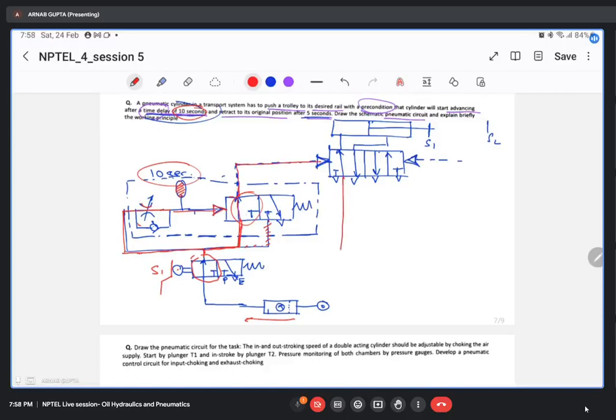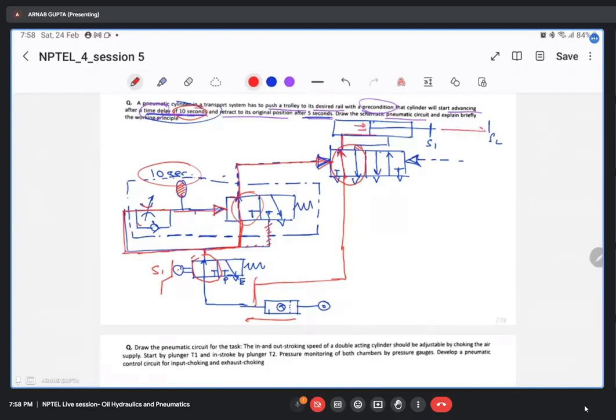This is also connected to this line. It is already pressurized here. So once the signal is coming here, this particular configuration will be assumed, and the pressurized air will flow to the cylinder, and it will extend. And as soon as it extends and reaches its extreme position, it will trip upon S2.